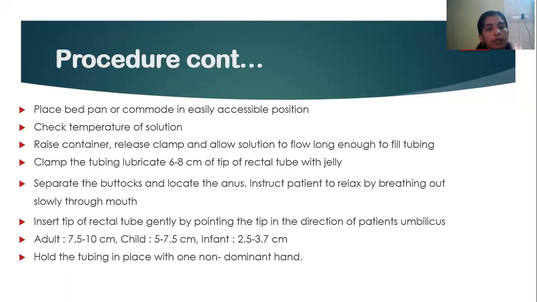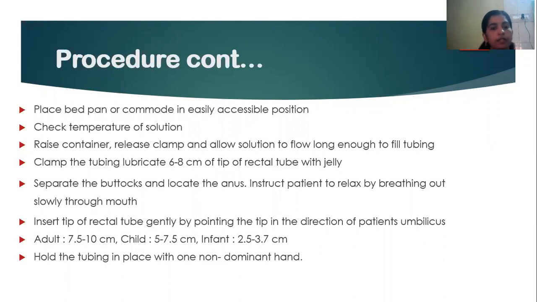Clamp the tube, and lubricate 6 to 8 centimeters of the tip of the rectal tube with jelly. So we should lubricate the rectal tip with the solution. Then separate the buttocks and locate the anus. Instruct the patient to relax and take a deep breath through the mouth.